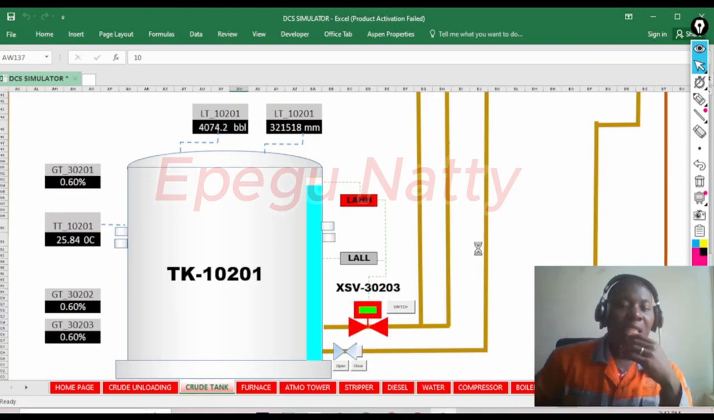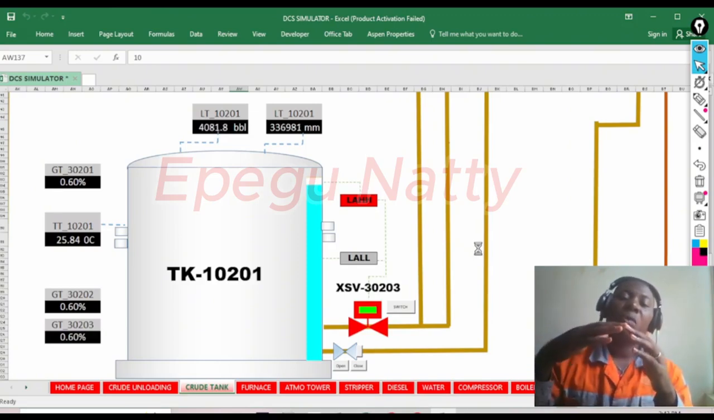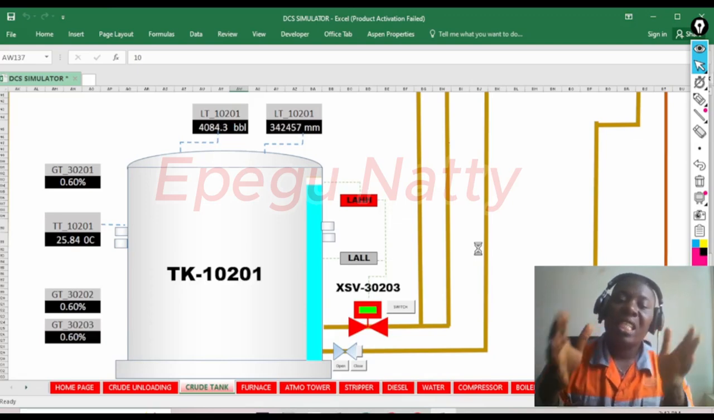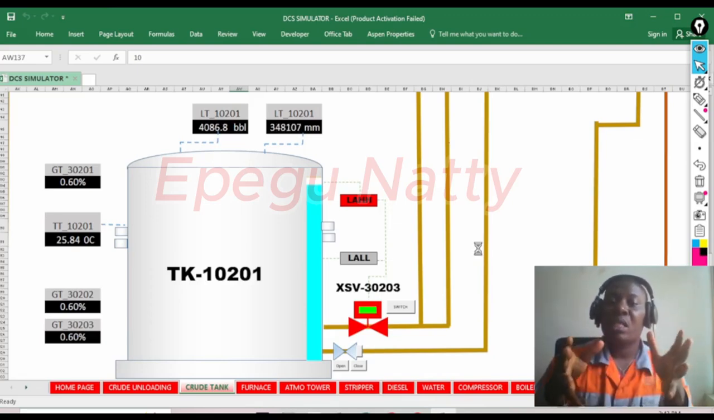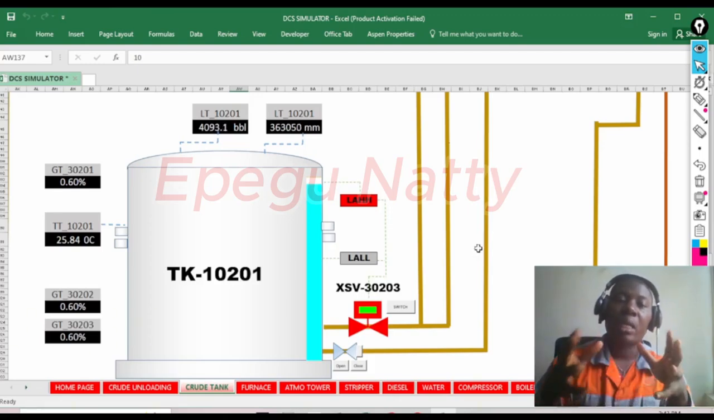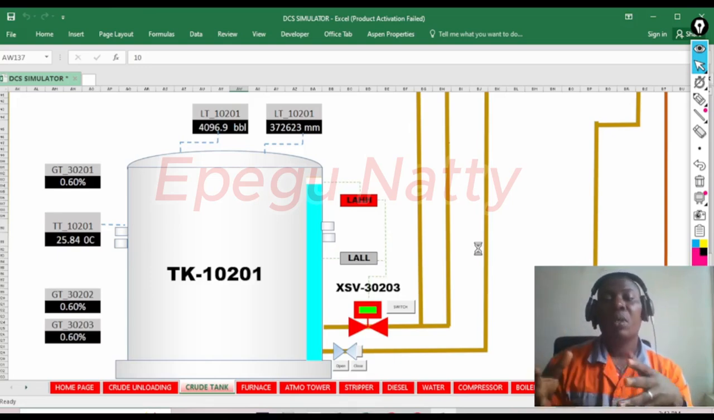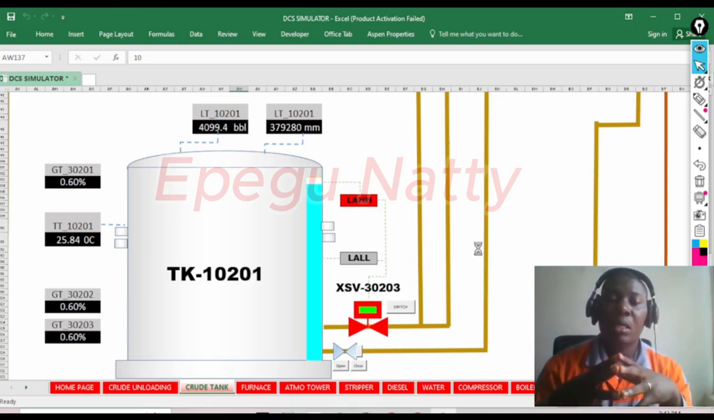Okay, so what this means is that the critical level is avoided. The next thing is, if the operator is busy, or there's nobody to take over the situation, then the SIS is going to take place. If the operator doesn't take action, the SIS will take over and remedy the situation. So let's see if that is going to happen.